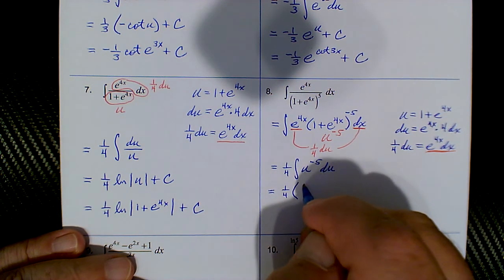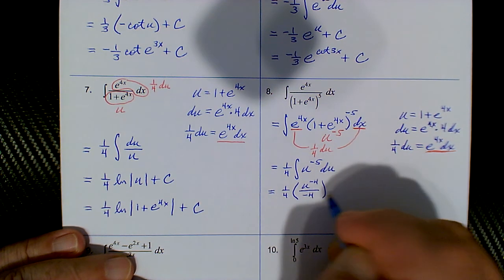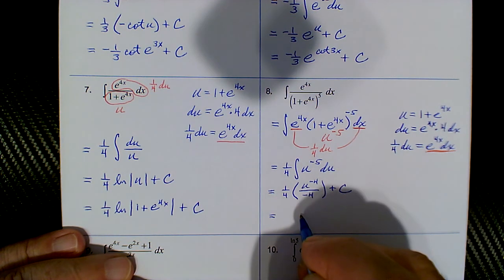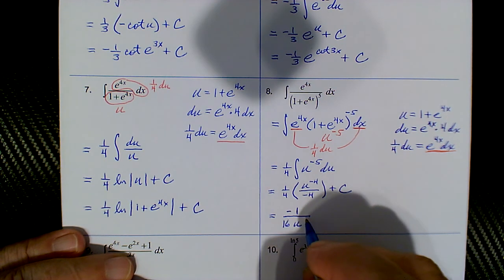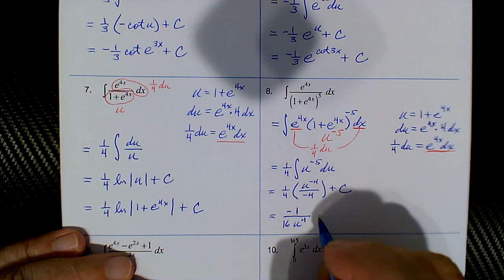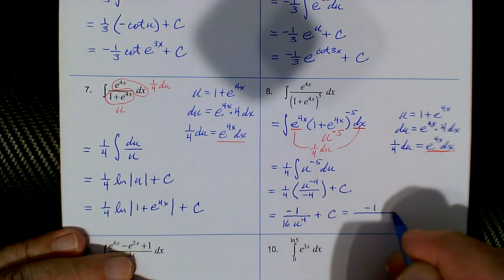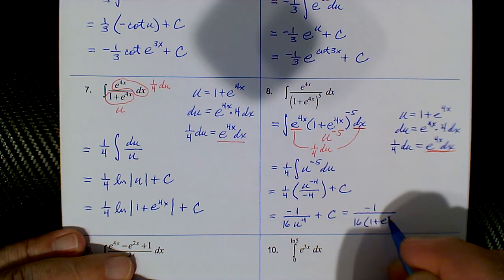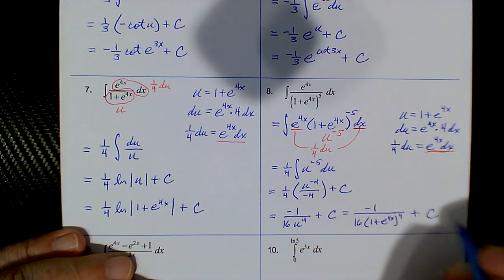The 1/4 tags along, u to the negative fifth integrates to be u to the negative fourth, divided by negative 4, add our constant of integration at that point. I'm going to take 2 steps to rewrite this. I'll write it as negative 1 over 4 times 4 is 16, and I'll swing the u in the denominator now to the positive fourth, and then I'll back substitute. So negative 1 over 16 and 1 plus e to the 4x now to the positive fourth, plus our constant.